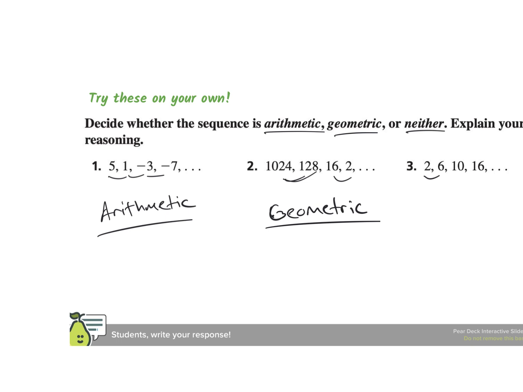And then part 3, we add by 4, and then we add by 6, which means we're not adding. If we multiply, so 2 times 3 gives you 6, but 6 times 3 does not give you 10, so this is neither.